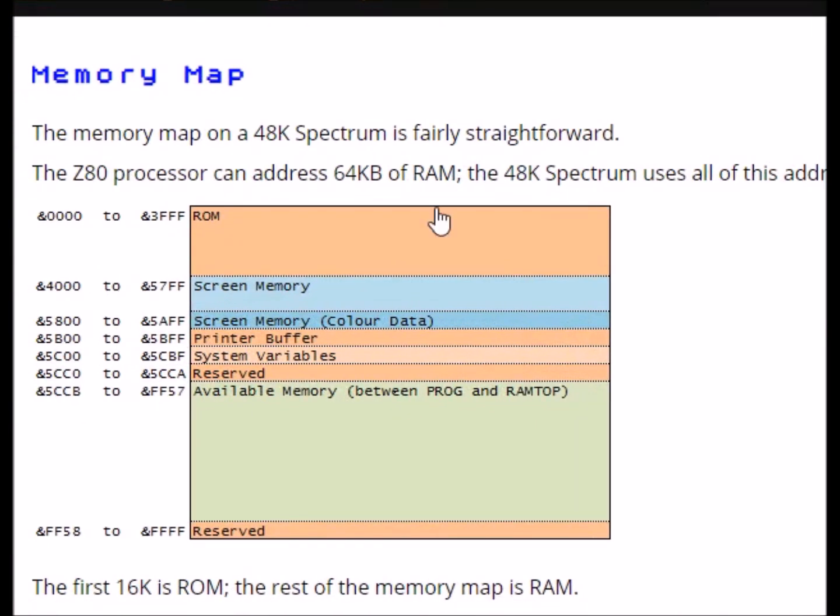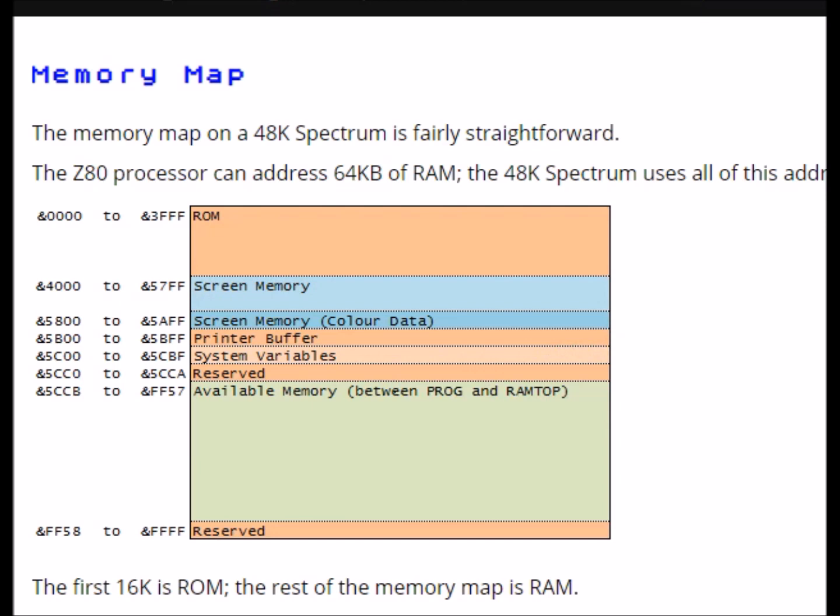So if you take a look at this memory map, which is from breakintoprogram.co.uk, we can see that the first part here is the ROM. Following that, we've got screen memory, then there's a printer buffer, system variables, and some reserved space. And we can load from 5CCB in hex. So I'm going to actually save it off from 5D00, because I think that's pretty much correct, and that definitely includes the area that I suspect is used for the map.